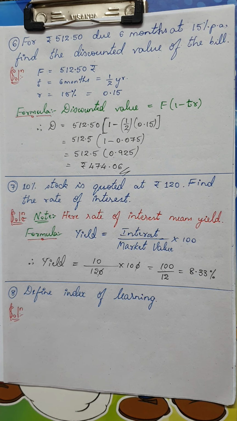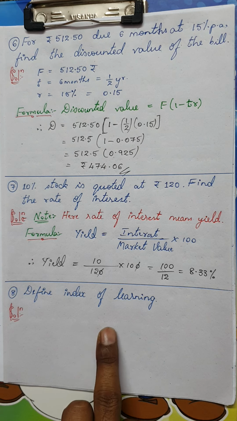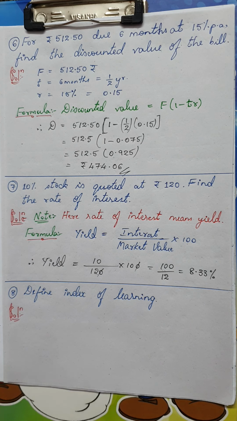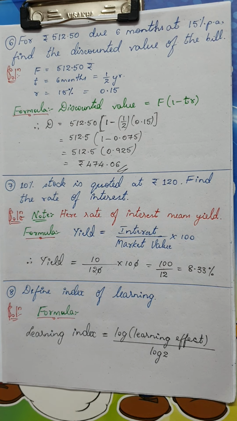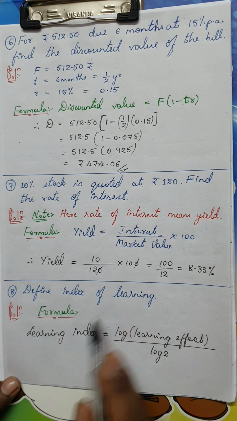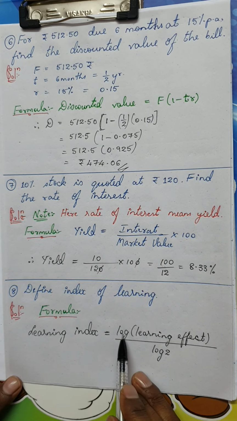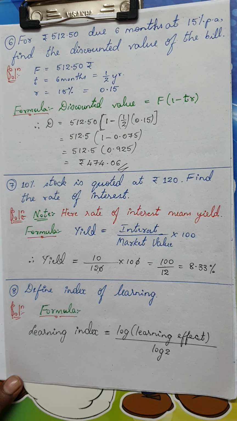So what do you mean by learning index? Learning index is nothing but, you remember, we've already done it in the first paper, log of learning effect divided by log 2. A straightforward formula. Learning index or index of learning, both are the same. It is nothing but log of learning effect divided by log 2. You cannot do anything with this, we cannot change it further because it's just a formula. Okay, done with question number 8.